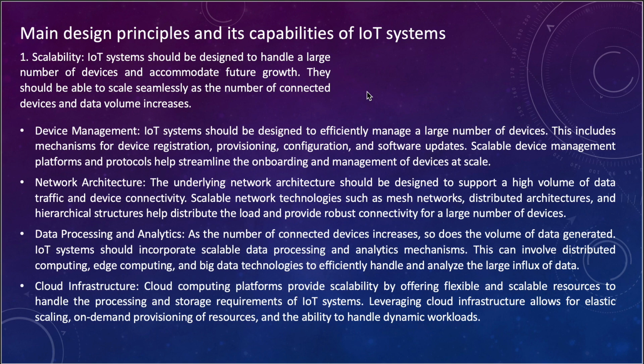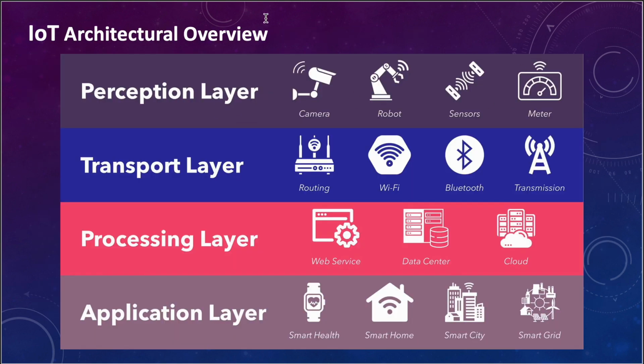Here you can see that the number of connected devices, so that means, when you go through the architecture, the perception layer should have the capability of adding more devices in. If we are using a security system and if you want to increase the area of that particular security system, then the ability to increase the number of cameras should be there.